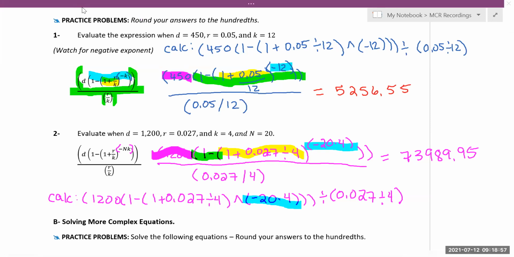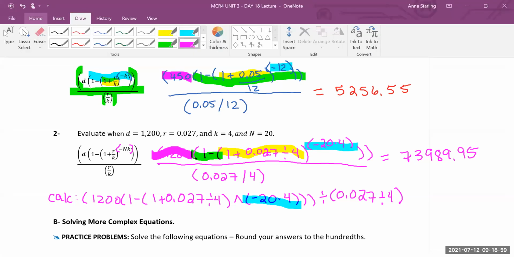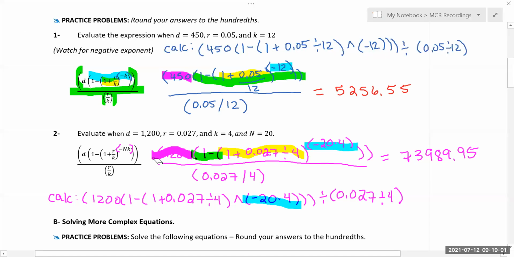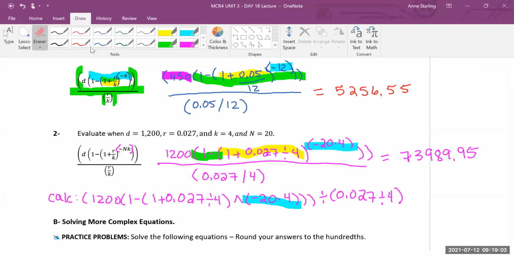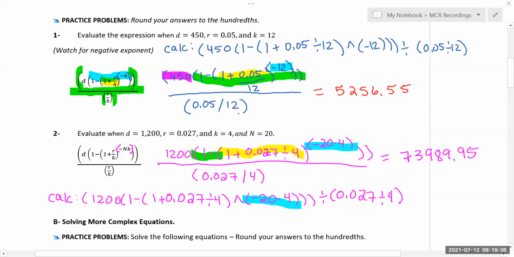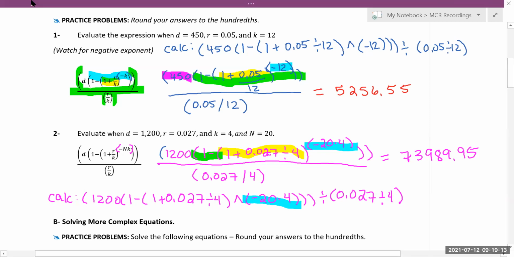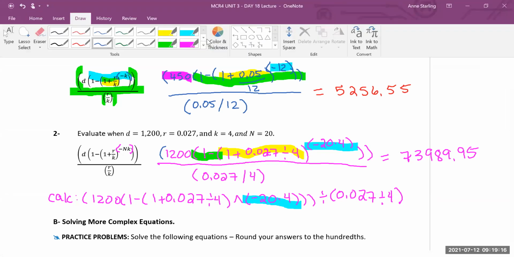Then divide it by parentheses, the 0.027 divided by 4. And I'll put that parenthesis back. And then again, make sure you're taking some time to go through these to make sure you understand the calculator. That way, when you get to the actual problems, you'll be okay.